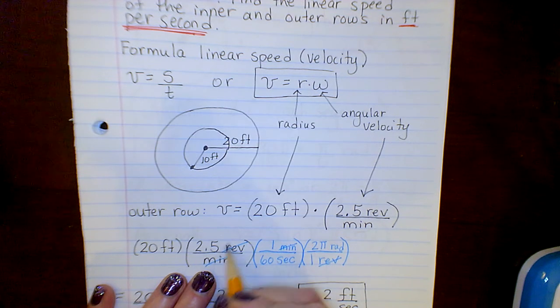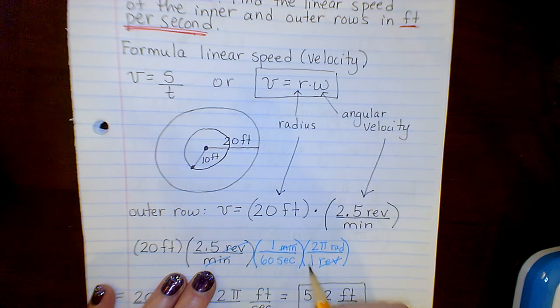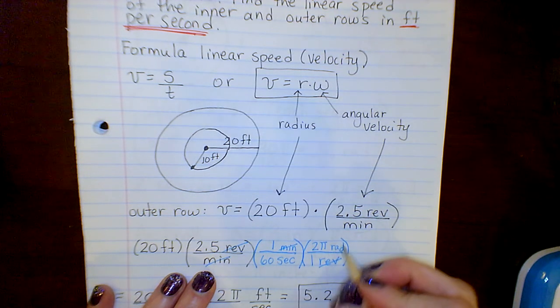You're going to get rid of the revolutions by changing those to radians, because radian is an invisible unit. We know 1 revolution is 2 pi radians. I put the revolution on the bottom of this conversion factor so that revolution would cancel that revolution. And I have that 2 pi radians, which you don't even have to write, that radian. It's invisible.